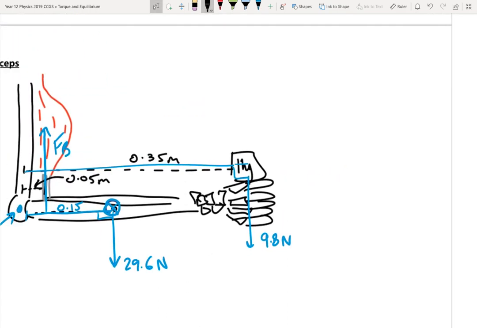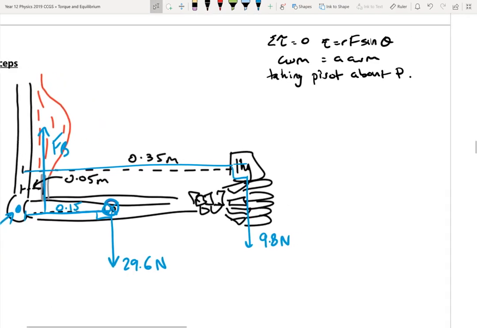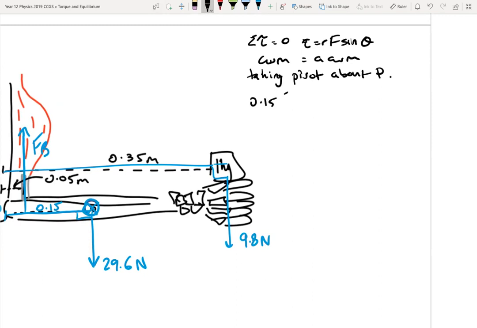Sum of torque equals 0. Torque equals RF sine theta. Clockwise moment equals anti-clockwise moment. And then taking the pivot about P, which we have identified, and we get going. 0.15 by 29.6 plus 0.35 by 9.8 equals 0.05 force bicep tendon.